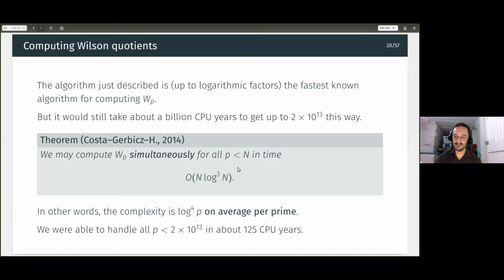And Robert came up with this brilliant algorithm, which does this in essentially linear time. So you can compute all the Wilson quotients simultaneously up to some bound n in essentially linear time. It means that the average time per prime is actually polynomial. It's log p to the 4th, as opposed to square root of p, which is much worse. And we were able to get up to this bound in only about 125 years of CPU time, which is much more manageable.